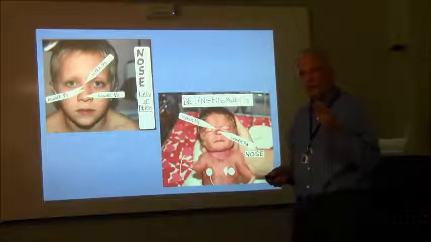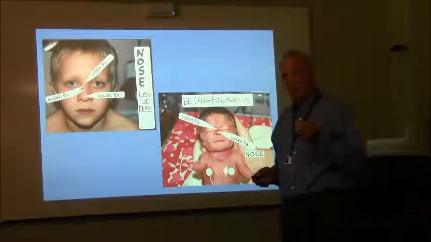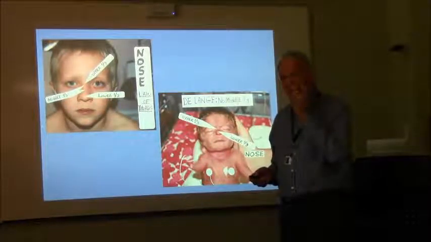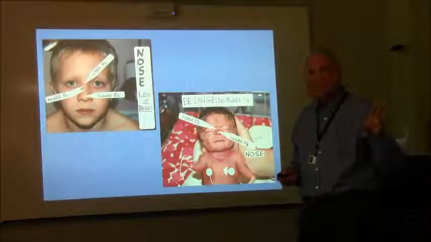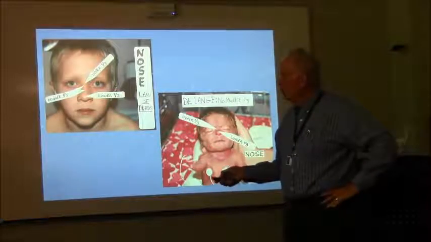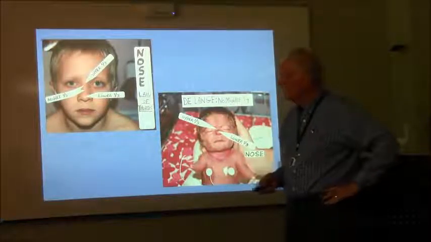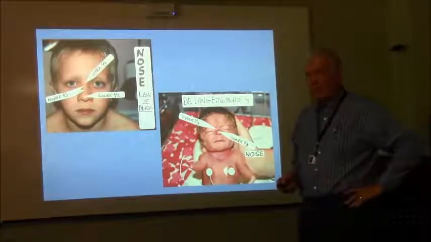And you can sort of figure that a lot of conditions that involve bone abnormalities, particularly cartilage defects, are going to have the middle 1/3 underdeveloped or abnormal. And then the lower 1/3 is the fleshy part. Now, how could this be of interest?